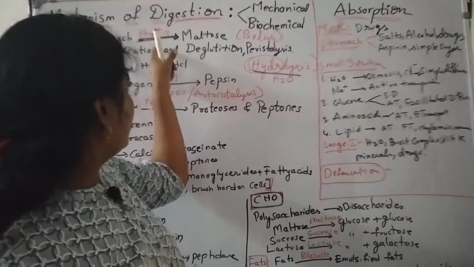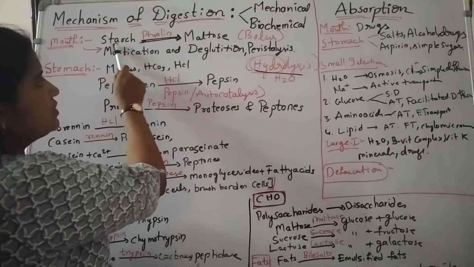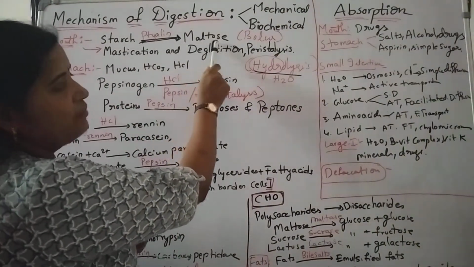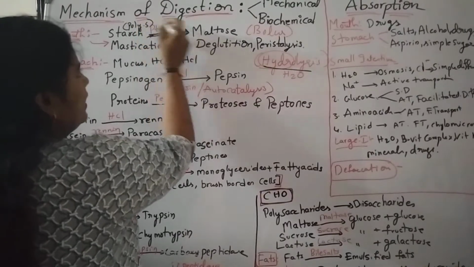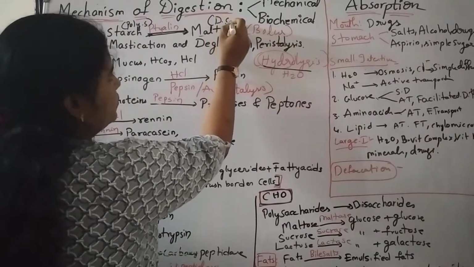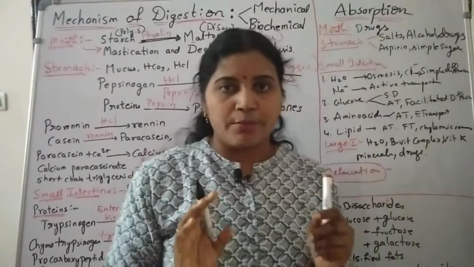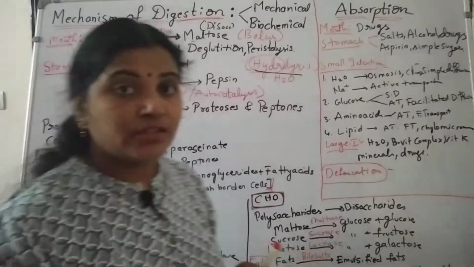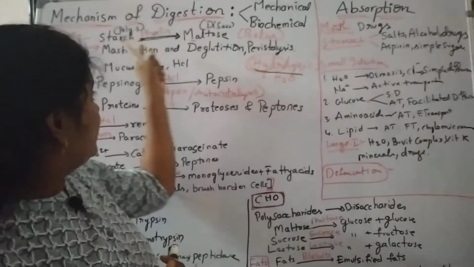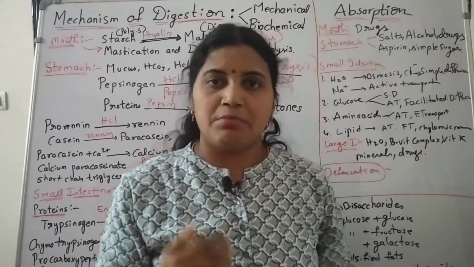This salivary amylase is going to break down the complex starch molecules into disaccharides. Maltose is a disaccharide sugar, and starch is a polysaccharide. A polysaccharide, a complex carbohydrate, is going to break down into a simple carbohydrate, that is the disaccharide maltose, with the help of the enzyme ptyalin. Ptyalin is present in the saliva, and that saliva is secreted by the salivary glands.